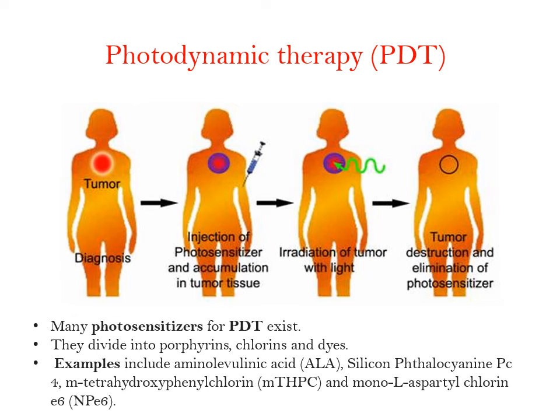In general, they can be divided into porphyrins, chlorins, and dyes. Examples include aminolevulinic acid, or ALA, the silicon phthalocyanine Pc 4, or m-tetrahydroxyphenylchlorin, which can be used for specific applications.